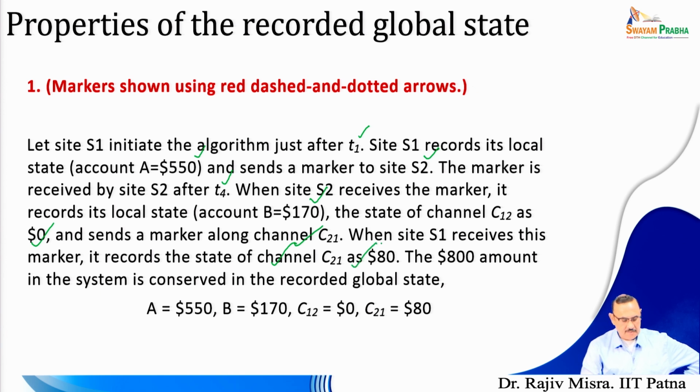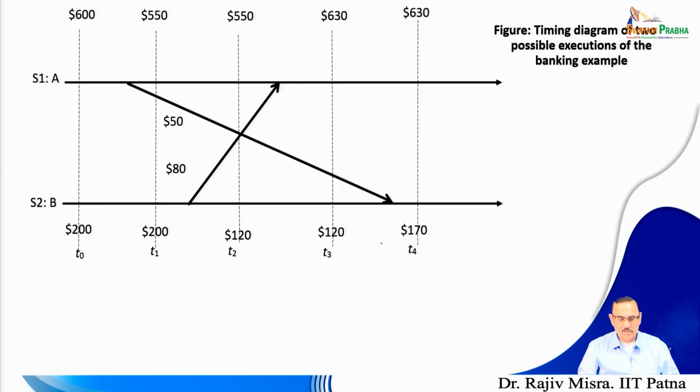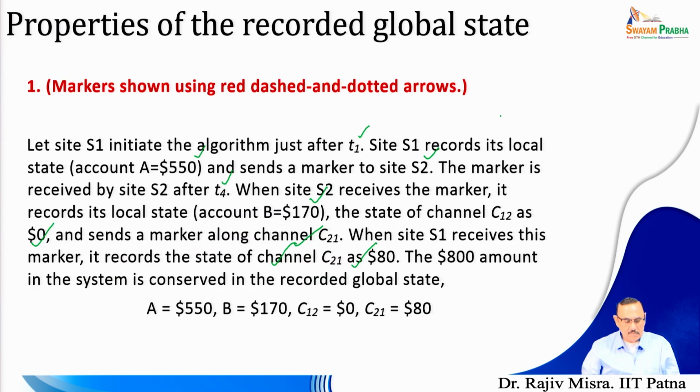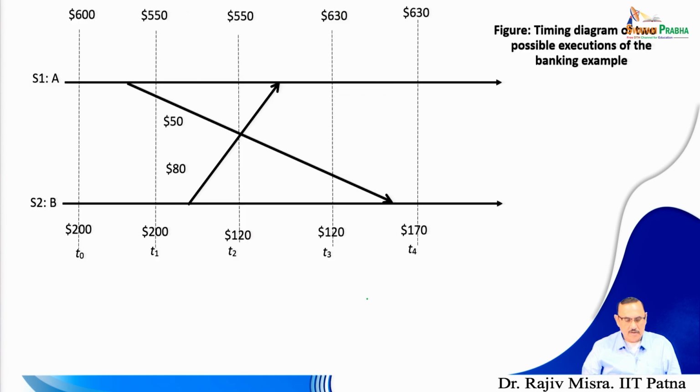It records the state of the channel C21 as 80, because this channel C21 has sent the 80. So the channel state was 80 in this case, so 80 will be recorded, and this is the recorded global state.